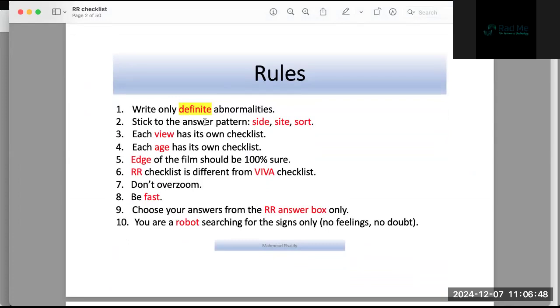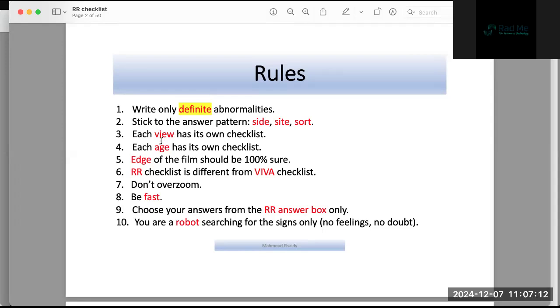The answer pattern also is important. Put the answer for all the cases in the same pattern, starting by the side, right or left, the exact site of the abnormality, and the sort. What is the type of the abnormality? Is it a mass? Is it a fracture, dislocation, and so on? Everything else. Each view has its own checklist.